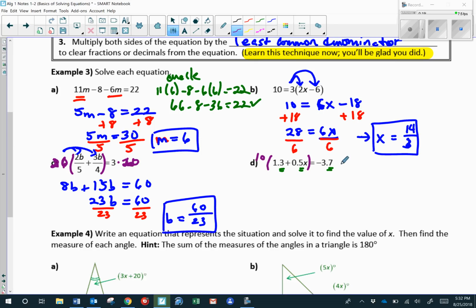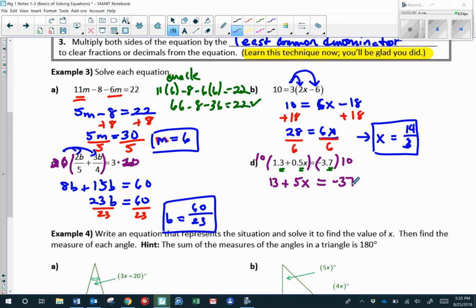When we multiply by an addition, we'll have to distribute to both terms. 10 times 1.3 is 13. 10 times 0.5x is 5x. Remember, 0.5 is just a half, so a half of 10 is 5. And then on the right side, negative 3.7 times 10 is negative 37.